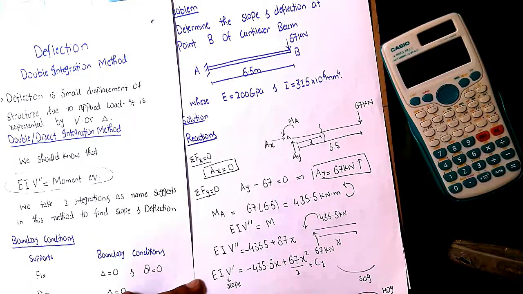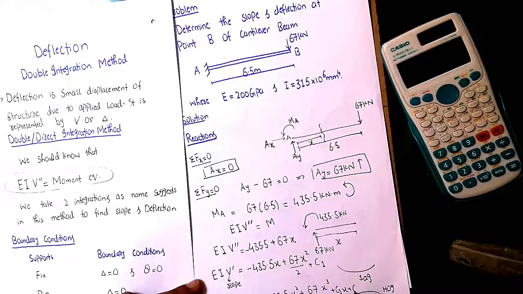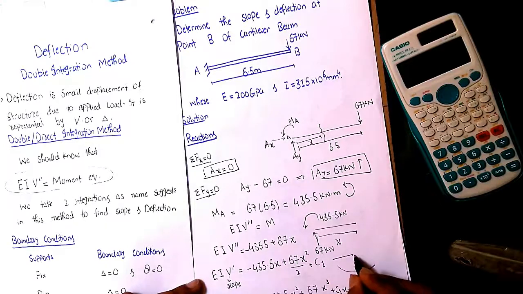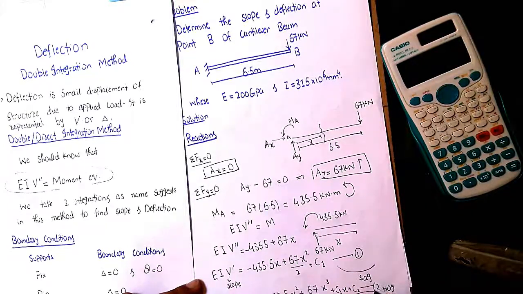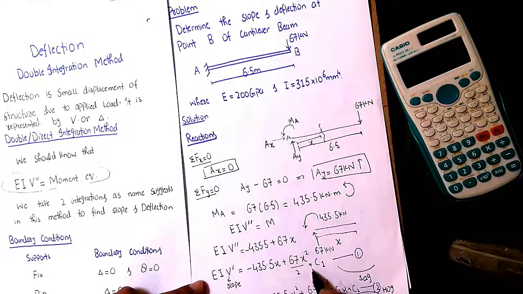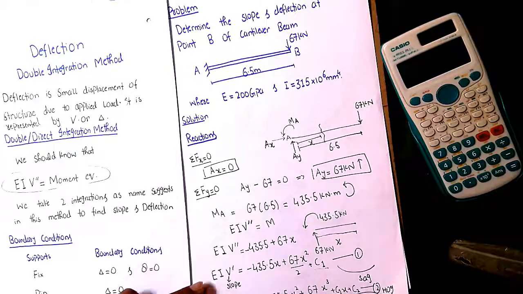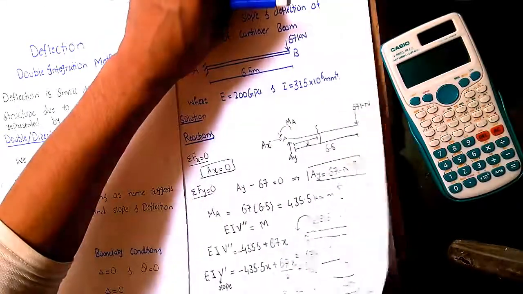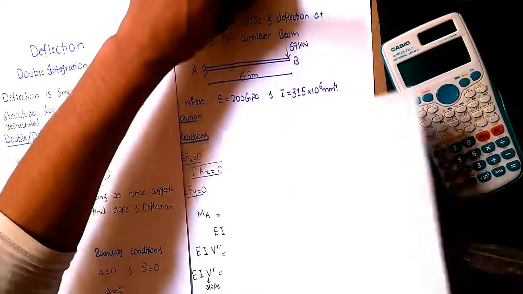The equation becomes EI v is equal to minus 435.5 over 2 x square plus 67 x cube by 6 plus c1 x plus c2. Let's say this is equation 1 and this is equation 2. We have to find these constants of integration by using the boundary conditions.